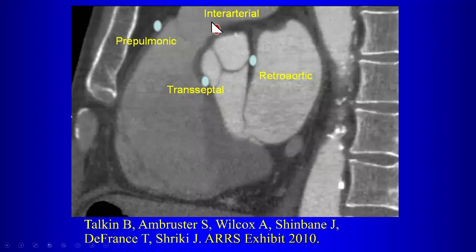So in summary, what is it that we need to know about these anomalous courses? The only bad one is the interarterial one, where the vessel is actually going between the aorta and the pulmonary artery. If it goes in front of the pulmonary artery, that's a prepulmonic course, that's benign. If it goes behind the aorta, that's a retroaortic course, that is benign. If it takes a transeptal course, if it dives down and goes through the interventricular septum, that is also a benign course, okay? All right.